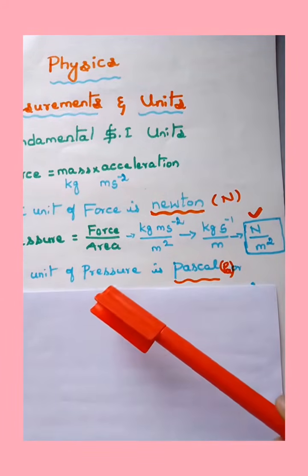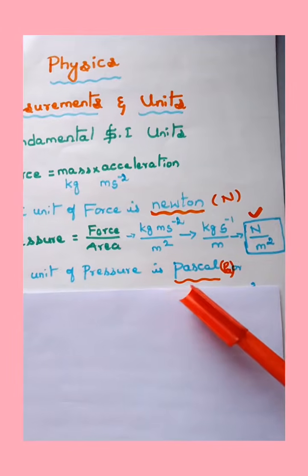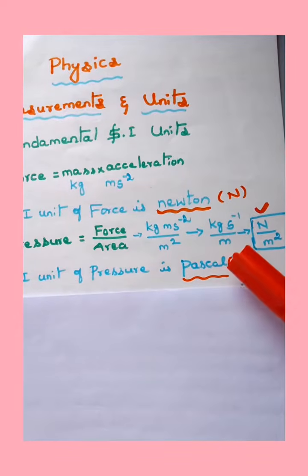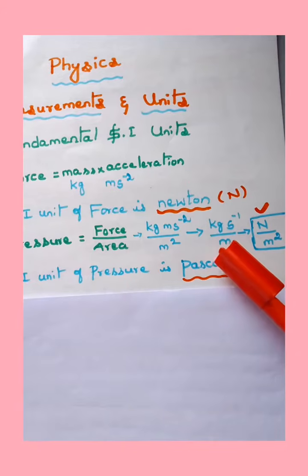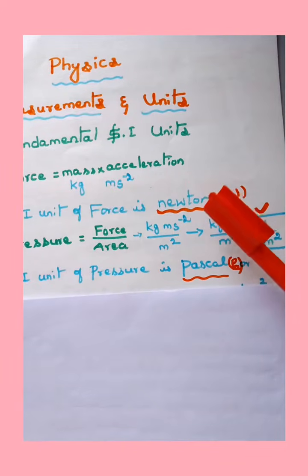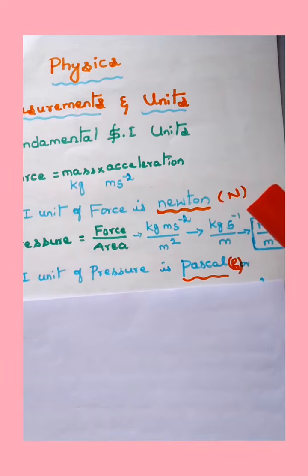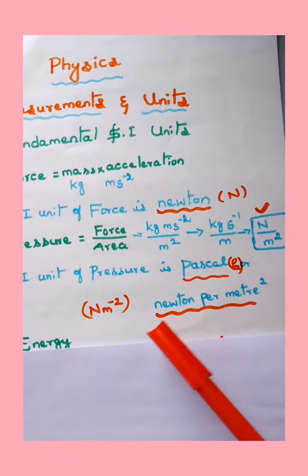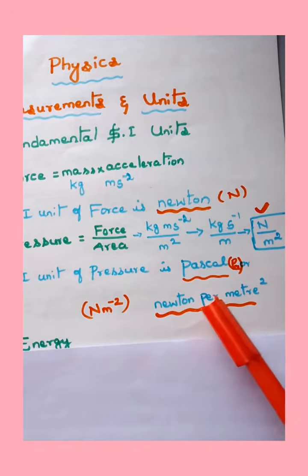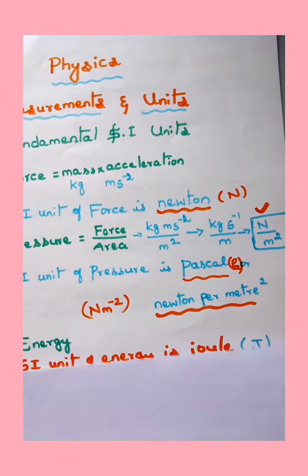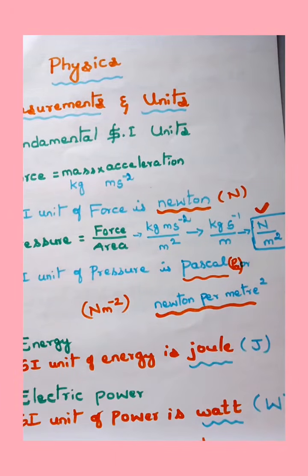And also you can call this SI unit of pressure is Pascal. It is written as small p a. Okay, remember SI unit of pressure is Pascal. It is from the name of a scientist. Even this Newton is also a name of a scientist. So this can be written as Newton per meter square. Next is about energy.